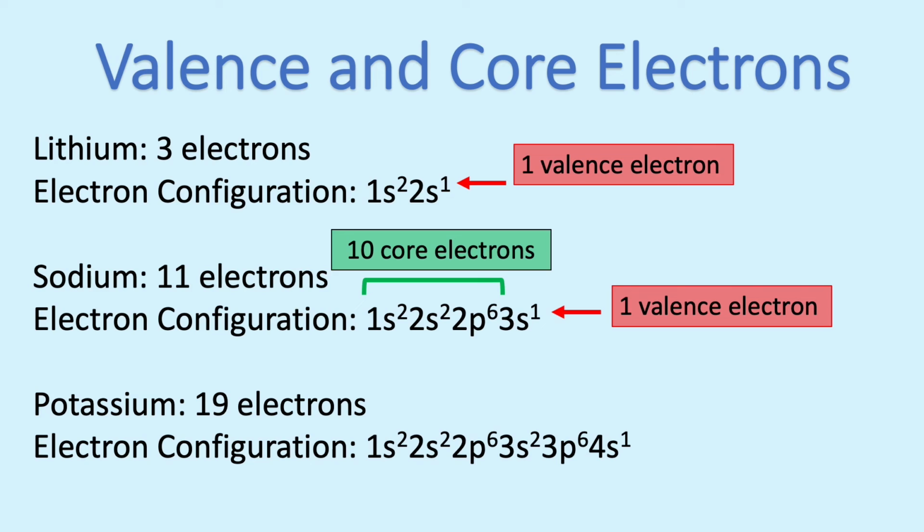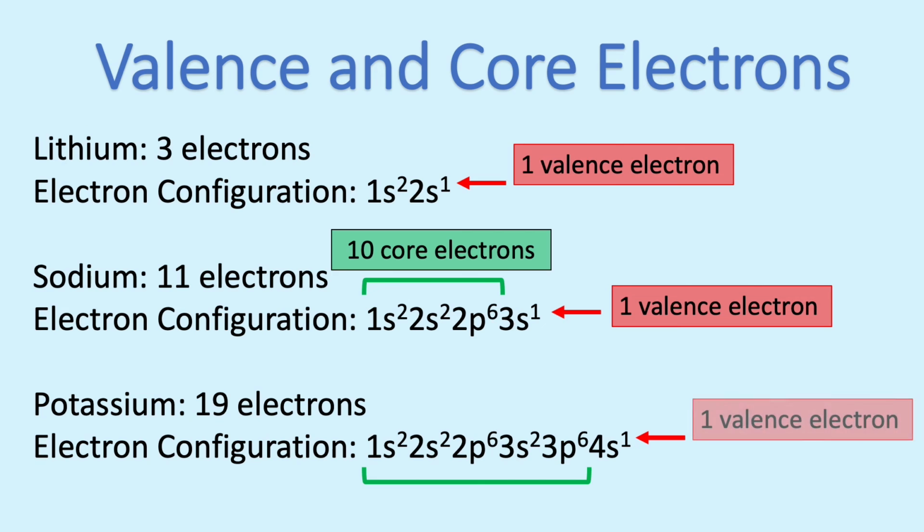Potassium is a fourth row element. It has 18 electrons in principal quantum numbers 1, 2, and 3. Principal quantum number 4 is the highest, and there is 1 electron. Potassium has 1 valence electron and 18 core electrons. Do you notice the trend? The alkali metals all have 1 valence electron.